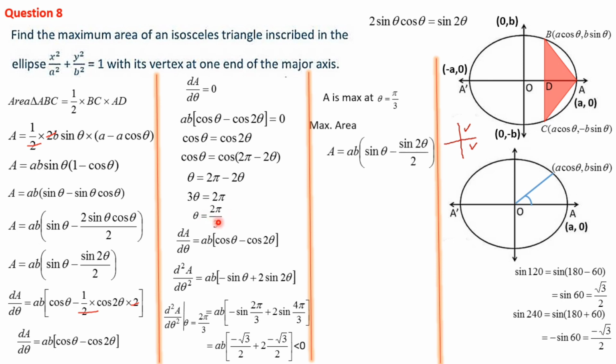Then we have to calculate the maximum area. A is equal to AB into sin theta minus sin 2 theta by 2. That is our A function which we have calculated and kept here. Then AB into sin theta, where theta is 2 pi by 3, minus 1 by 2 into sin 2 theta. 2 theta means 2 into 2 pi by 3, that means 4 pi by 3.